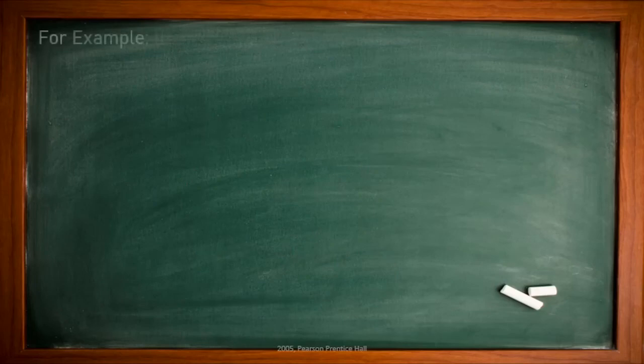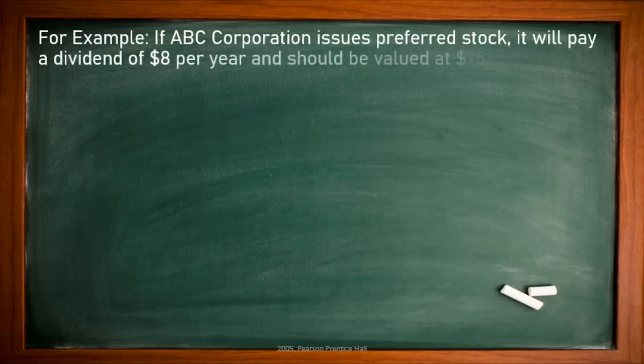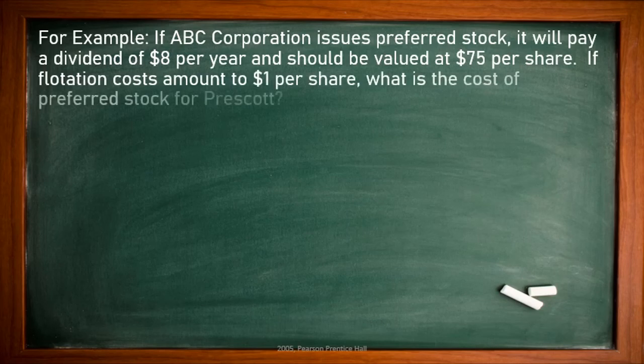Let's go for an example for understanding. If ABC Corporation issues preferred stock, it will pay a dividend of $8 per year and should be valued at $75 per share. It means suppose the value of the share is 75 in the market and the company is paying $8 as a dividend every year. If the flotation cost is $1 per share, what is the cost of preferred stock? Let's understand ABC's preferred stock cost.